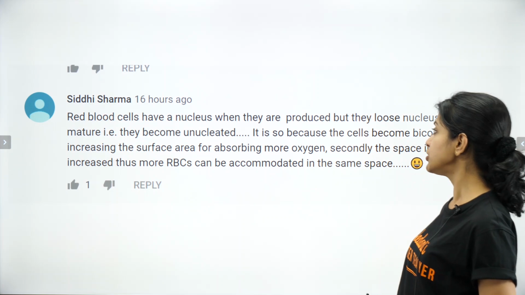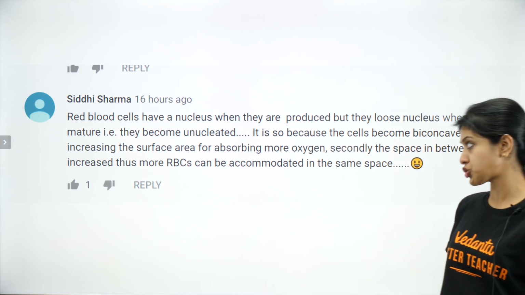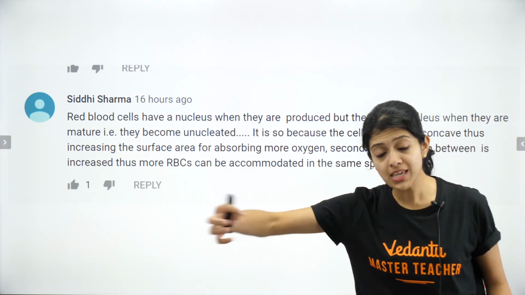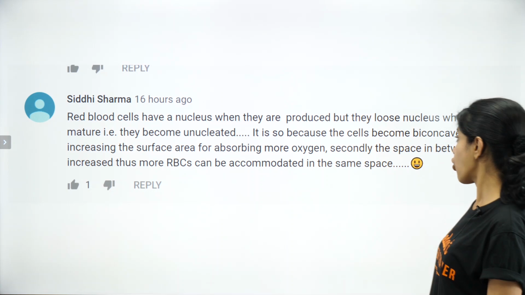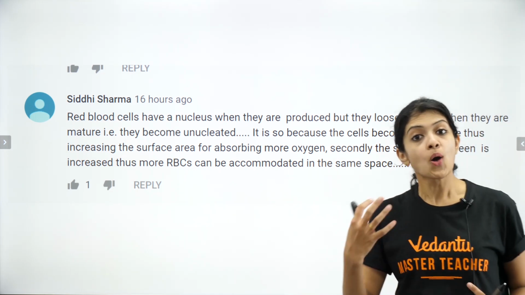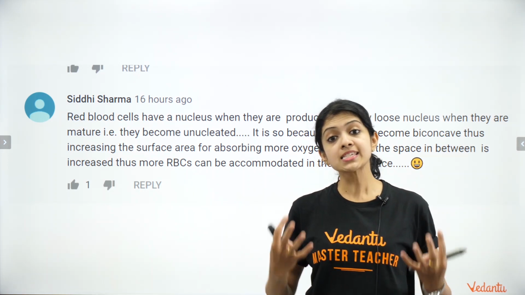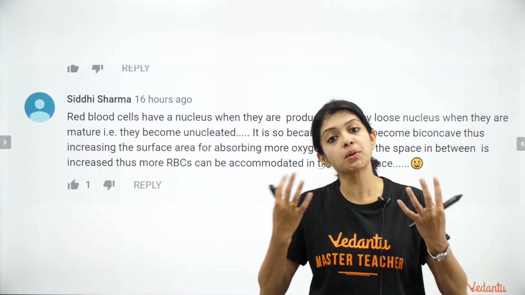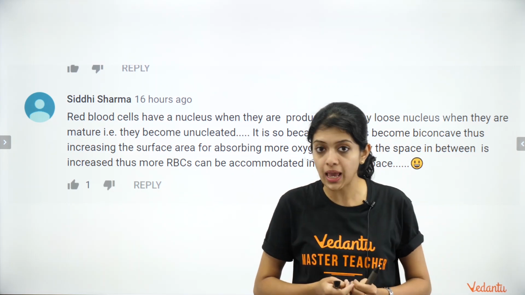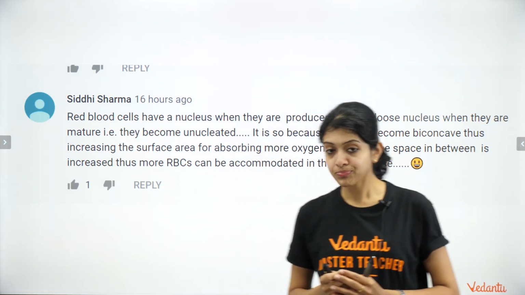It says red blood cells have a nucleus when they are produced, which is yes, very true. But they lose their nucleus when they are mature, that is, they become enucleated, right? RBCs, as they mature, lose their nucleus and become enucleated. It is so because the cells become biconcave, thus increasing the surface area for absorbing more oxygen, right? Because the basic function of red blood cells is to carry around and transport oxygen to different parts of the body, they have to be biconcave in shape so that there is more surface area for carrying more oxygen, right?